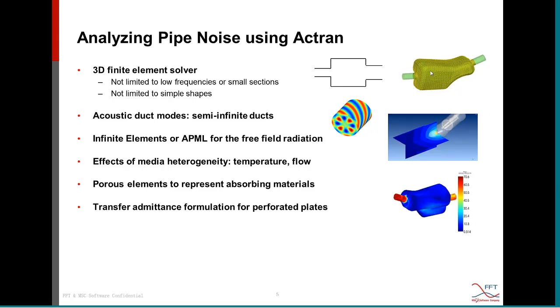The perforated plate or perforated duct can also be modeled in Actran using a semi-empirical transfer admittance formulation. For the analysis of an entire line, a transfer matrix method is available in Actran. And this is a very useful method in the design phase to quickly assess the effect of any modification on one particular component in the entire exhaust or intake line.